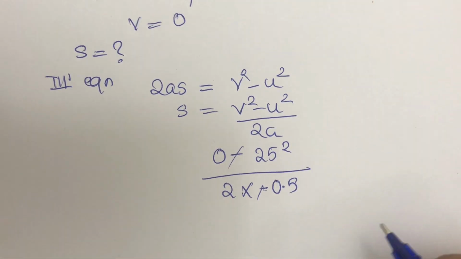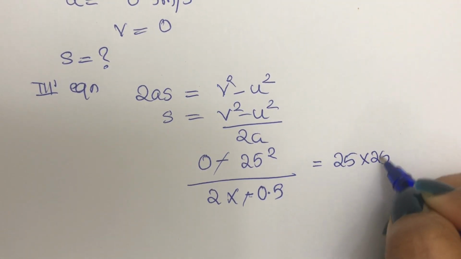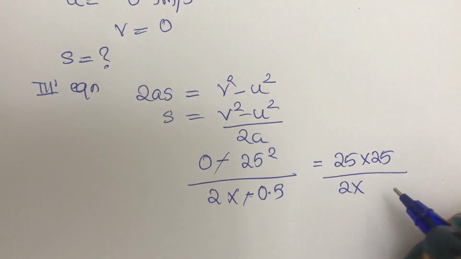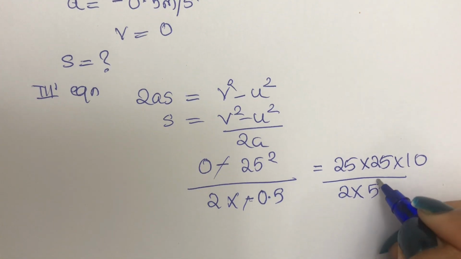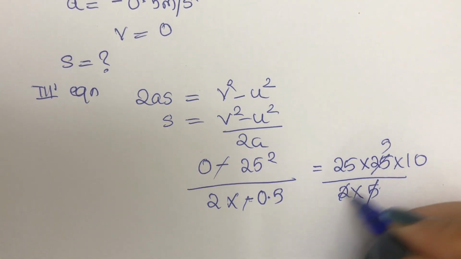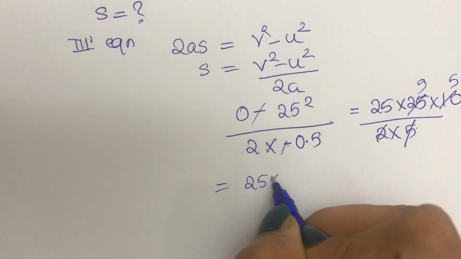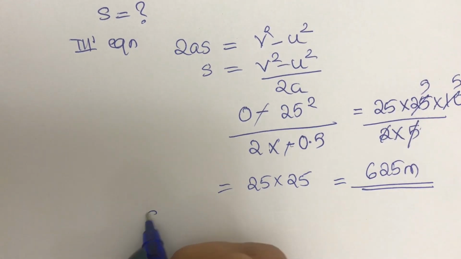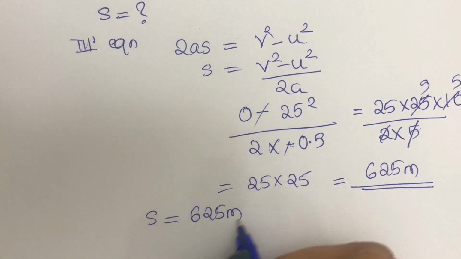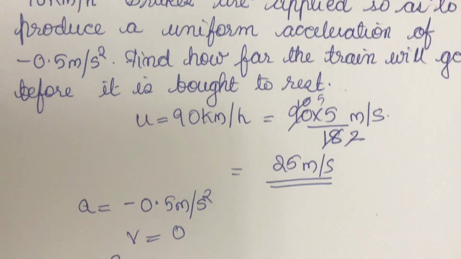Okay, so minus and minus will be cancelled. Anyway, so we have 25 into 25 by 2 into 0.5 is by what? 5 by 10. So this 10 will go to the numerator into 10. Okay, so now we will do 5 to 10, 5s are 10. So 25 into 25 is what? 625. 25 into 25, which is equal to 625 meter. So S will be equal to 625 meter. So our train will go 625 meter before it is brought to rest. So you can write like that.